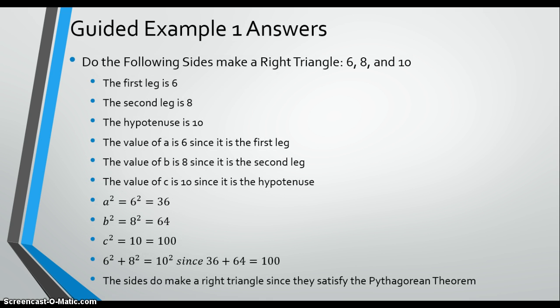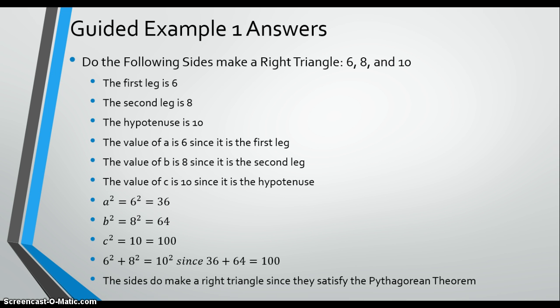And here are the sample answers to the guided example. So the first leg is 6, the second leg is 8, the hypotenuse is 10. The value of A, which is one of the legs, is 6. The value of B is 8, since it's the second leg. The value of C is 10, since it is the hypotenuse.